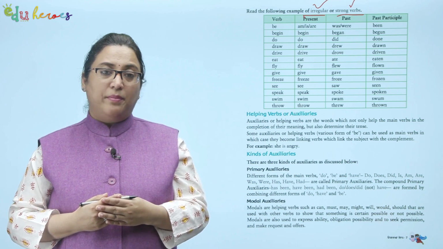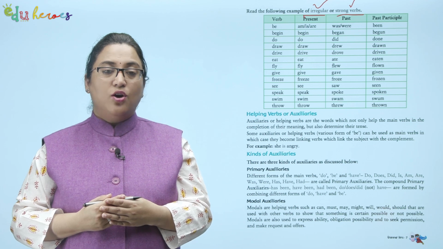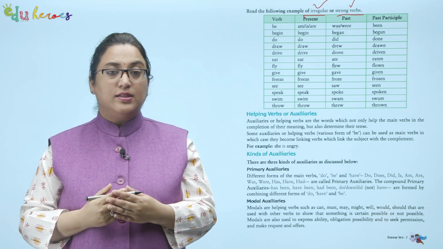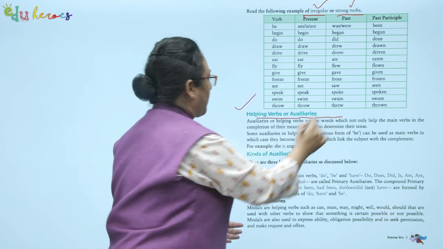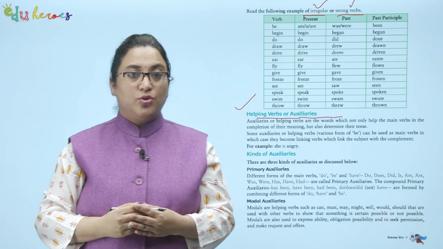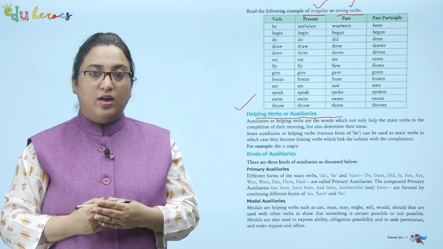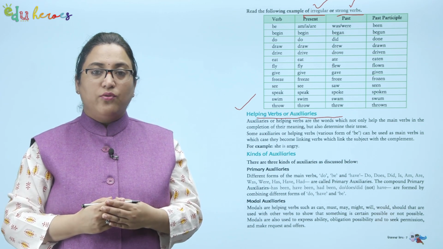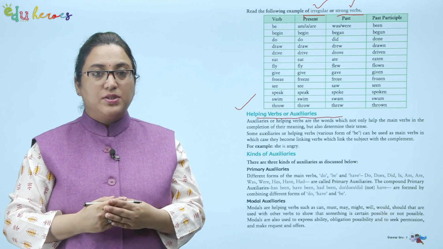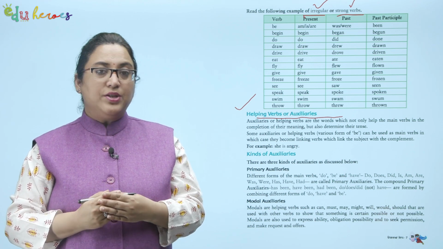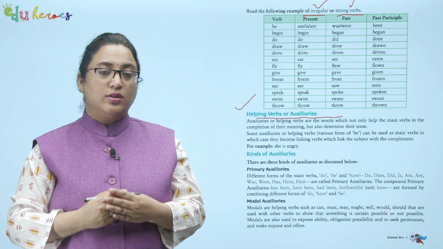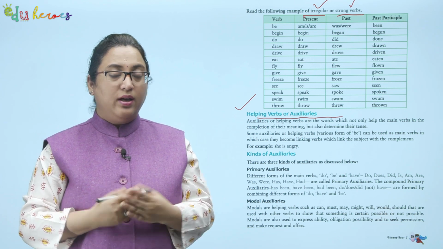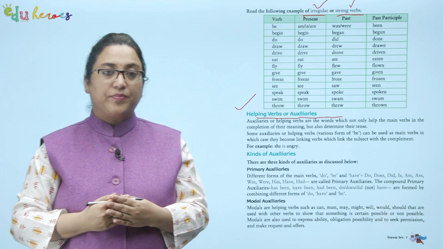Now we're going to read about helping verbs or auxiliaries in detail. Children, auxiliaries or helping verbs are the words which not only help the main verbs in the completion of their meaning but also determine their tense. तो बच्चों auxiliary verb भी उतने ही important हैं जितने की main verbs.